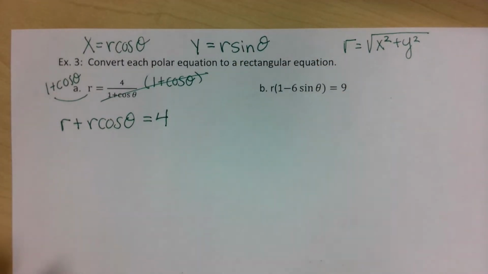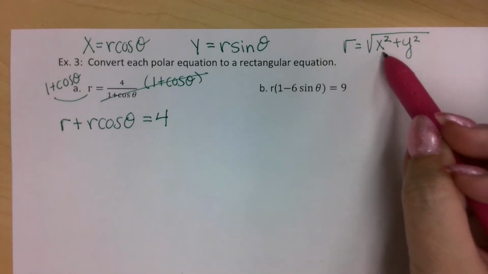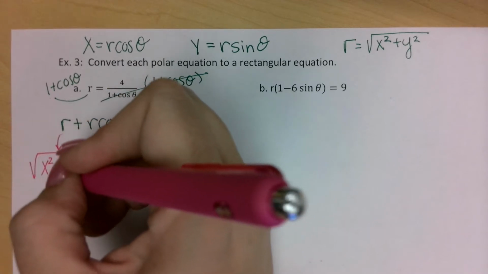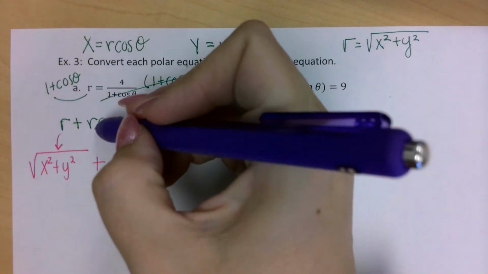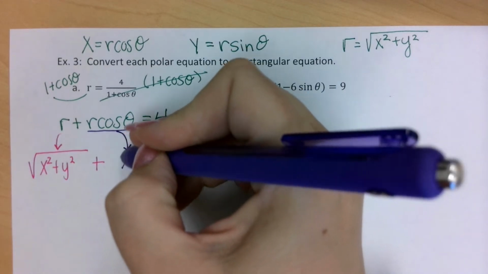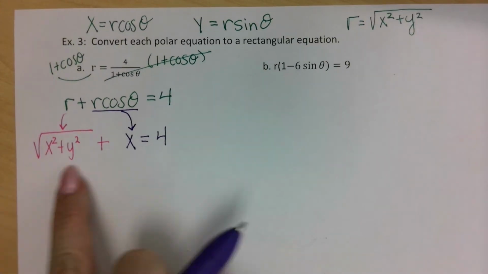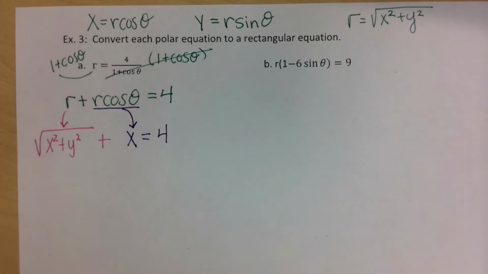Okay, so now that I've gotten rid of the fraction, let's go ahead and do some of our simplification. So, like I said up here, r is equal to the square root of x squared plus y squared. So I'm going to replace r with the square root of x squared plus y squared. Plus, we also said that r cosine theta was equal to x. So I can replace this whole thing with the letter x. All right, we're getting there. So now at least I got rid of all the r's and all of the cosines and thetas.